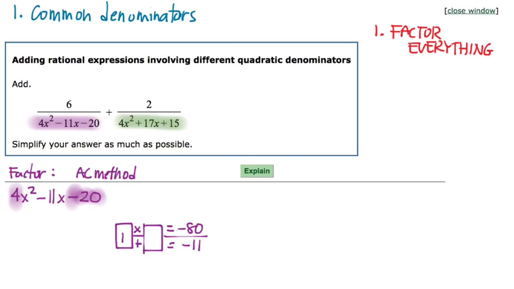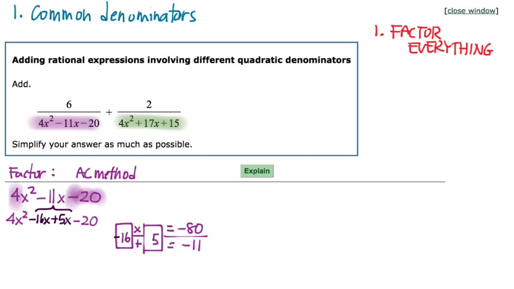A pair of factors which are going to get me to 80 are 16 and 5. We need them to have opposite signs, and we need their sum to be negative. Therefore, we need the bigger of the two to be negative: negative 16 and positive 5. And so, what we do with that is we use that to split the middle term: 4x squared minus 16x plus 5x minus 20.